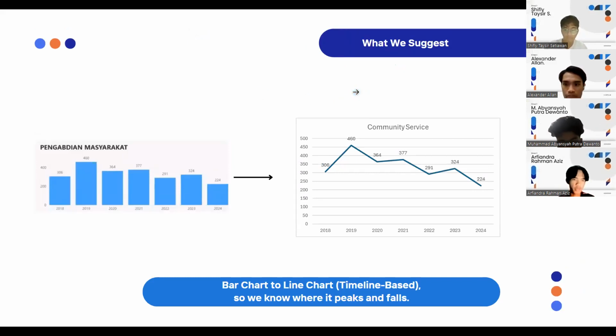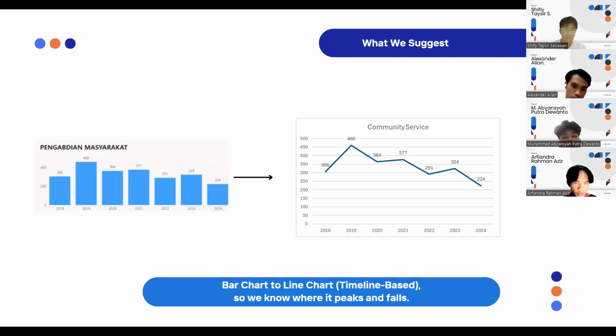So on the third page, we can see the information is about community service. On the left side, there is a bar chart about community service. For example, in 2018, there is 360. In 2019, 46, 2020, 364, 2021, 377, and so on. So what we suggest here is to change from the bar chart to a line chart.